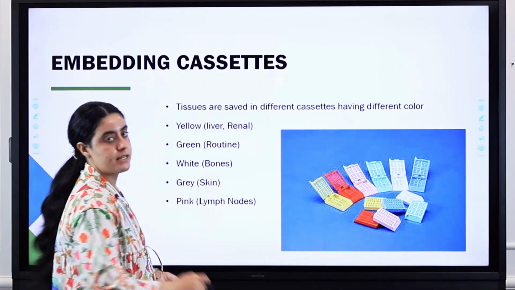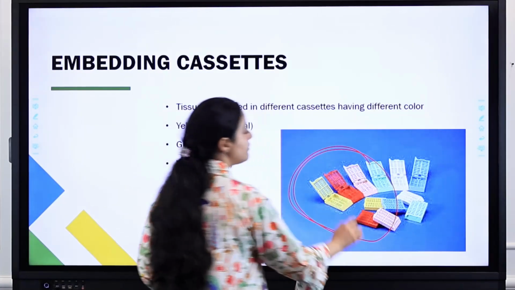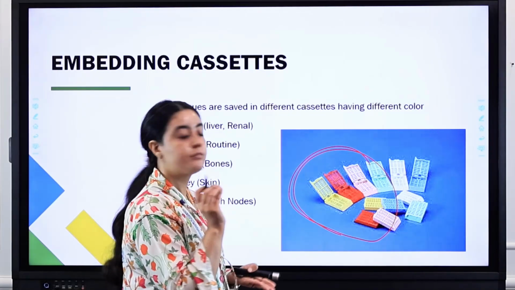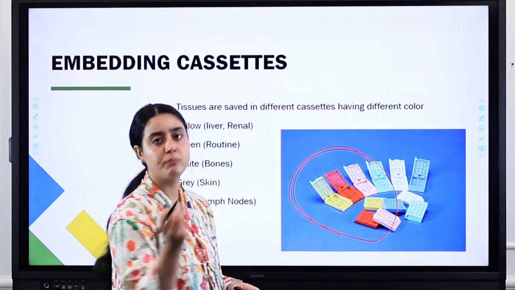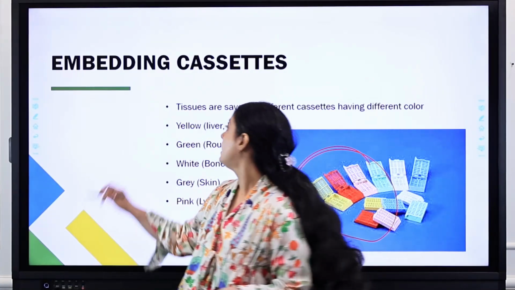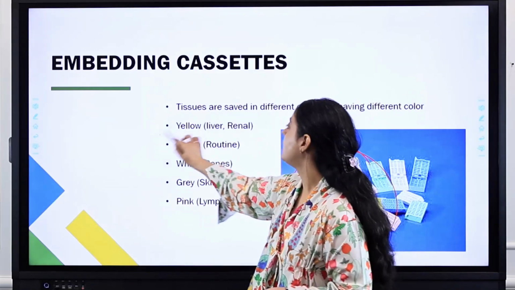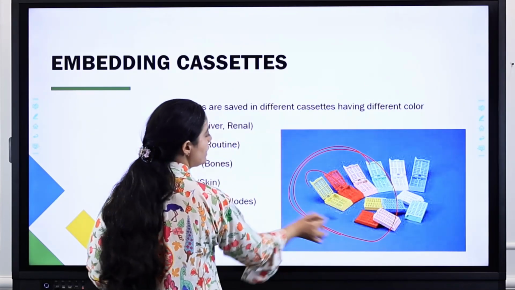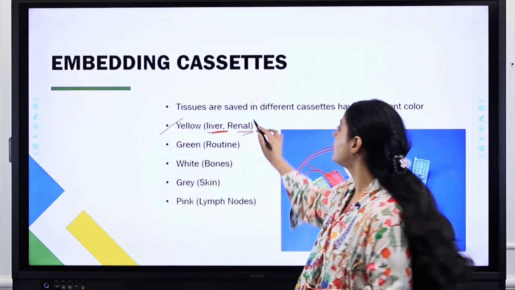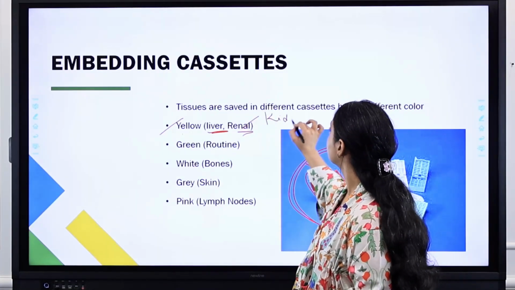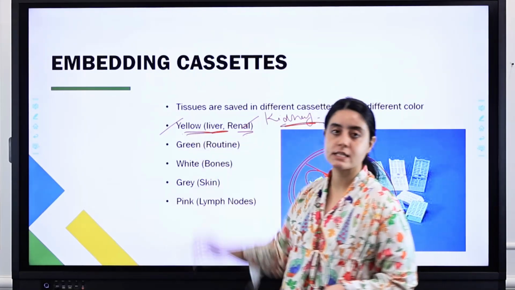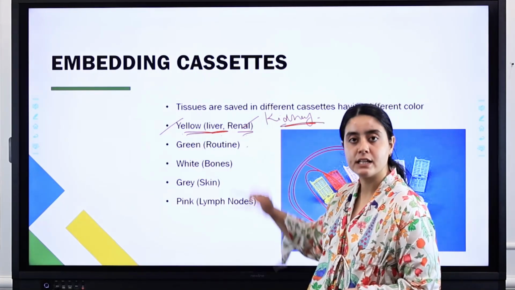Now embedding cassettes. These are the embedding cassettes in which we embed our tissue specimens. These embedding cassettes are made of plastic, or sometimes metal, and they come in different colors accordingly. We have yellow cassettes like these. Yellow cassettes are used for the liver or renal. What is the meaning of renal? Kidney. Here we use the word renal for kidneys. So yellow cassettes we use for liver and kidney specimens.